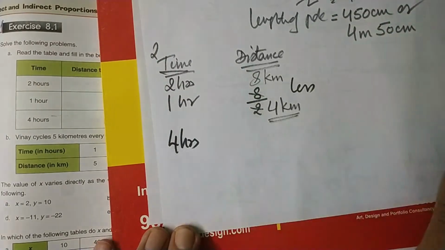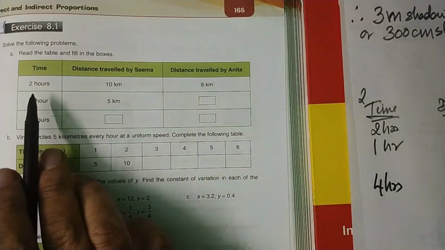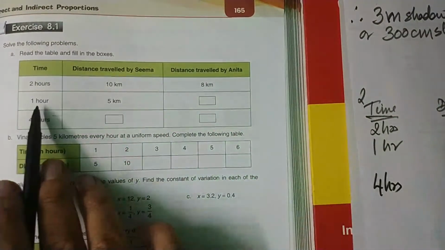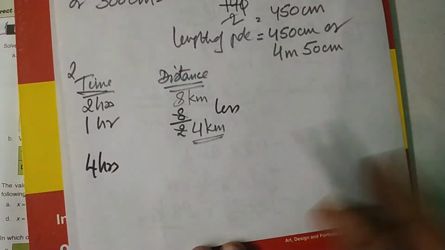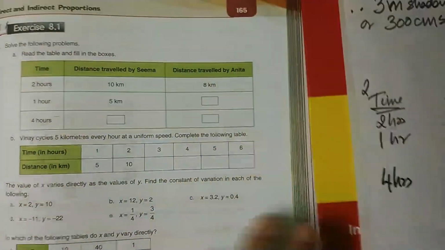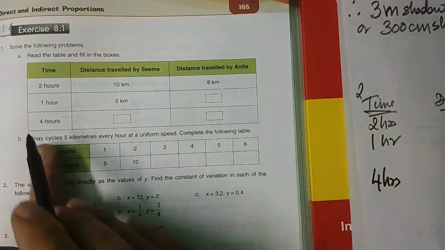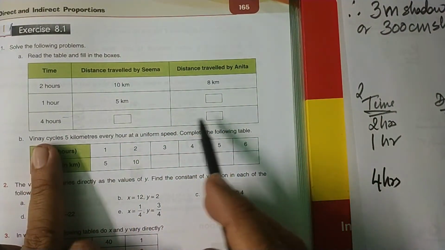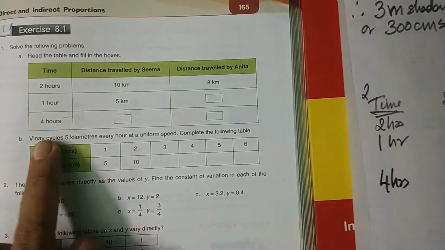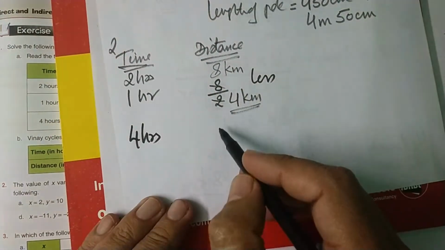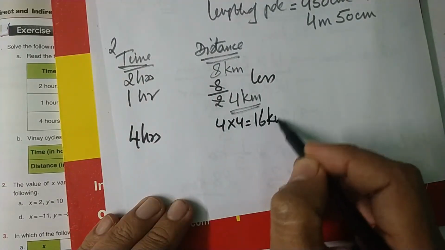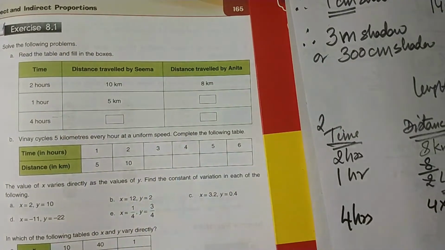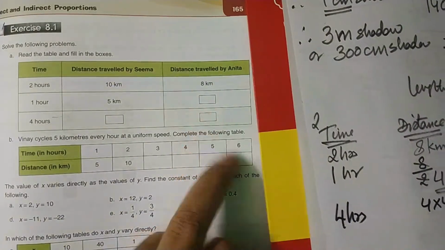So the question, it is written here, 2 hours Anita is 8, 1 hour Anita will be 8 upon 2. Understood why it is 8 upon 2? So I am first comparing these two things, 4 hour and this. Then I can compare this and this. So in 4 hour it will be more. So 4 into 4, 16 kilometer. Therefore this answer is 16 kilometer. You have to understand how it is 16.